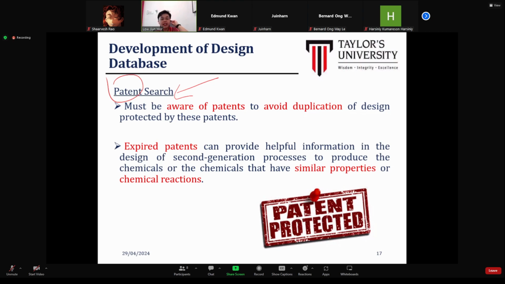So if they have already published the relevant technology or information on the website, you can try to get the relevant information from the website to assist your chemical plant design later. Why? Because the maximum protection is only 20 years. After 20 years, it will be disclosed to the public. This is what we call patent search. If the patent can be found on a website, you can consider it as a reference to support your design later.